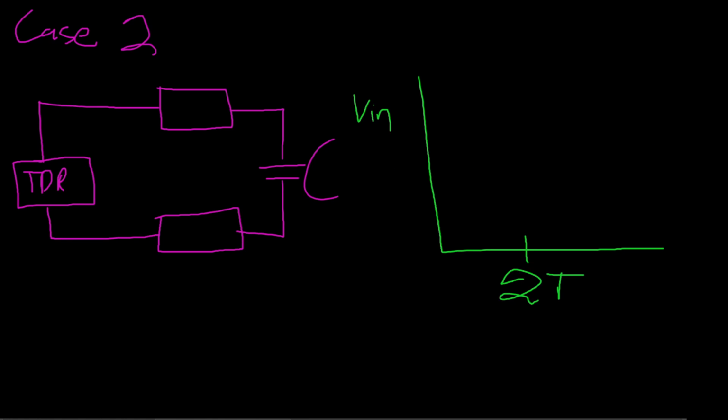Okay, so for the second case, the termination is a capacitor. So the reflection coefficient is ZL minus Z0 over ZL plus Z0. For a capacitor, it will act like a short first. So this will be 0 and this will be 0, so it's going to equal -1.